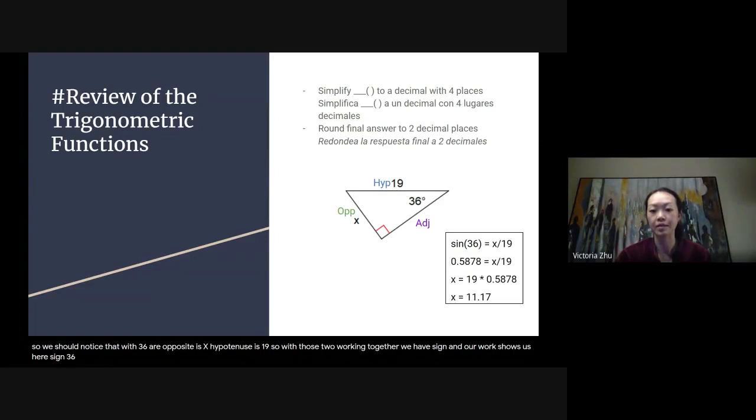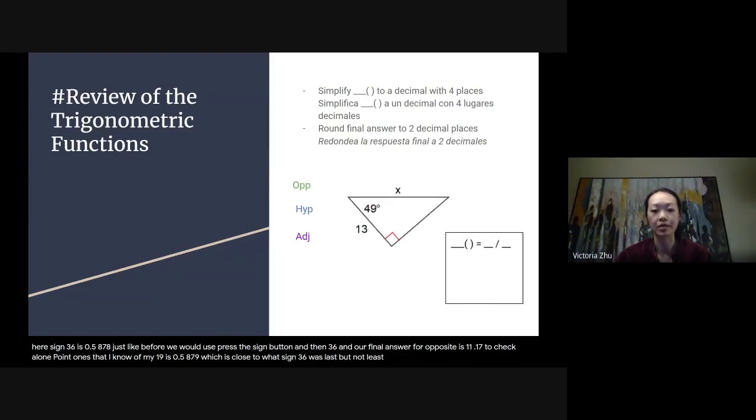Sine 36 is 0.5878. Just like before, we would press the sine button and then 36. And our final answer for our opposite is 11.17. To check, 11.17 divided by 19 is 0.5879, which is close to what sine 36 was.